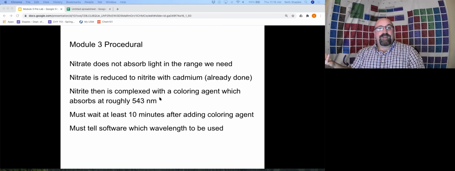So we're going to reduce them to NO2 minus. This is already done in the samples. You don't have to do any of that. Just know that it is done. So we've already reduced our nitrates down.